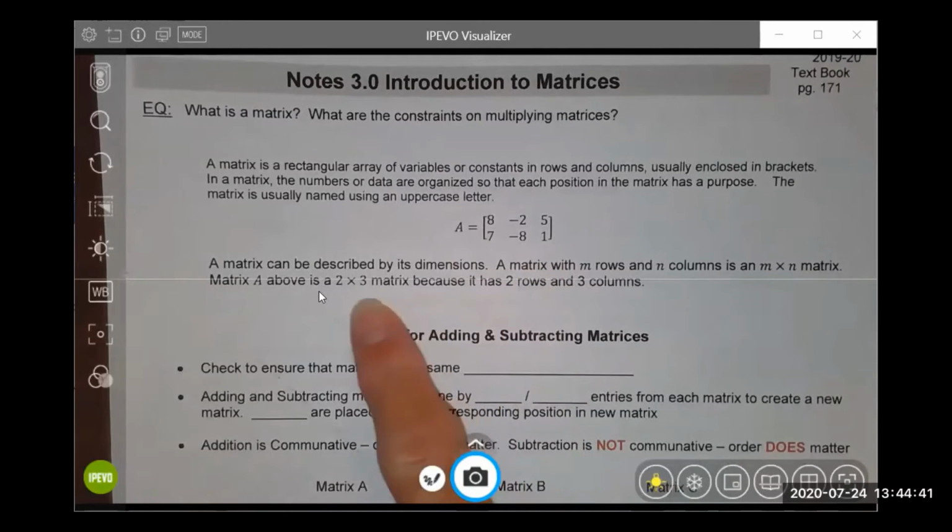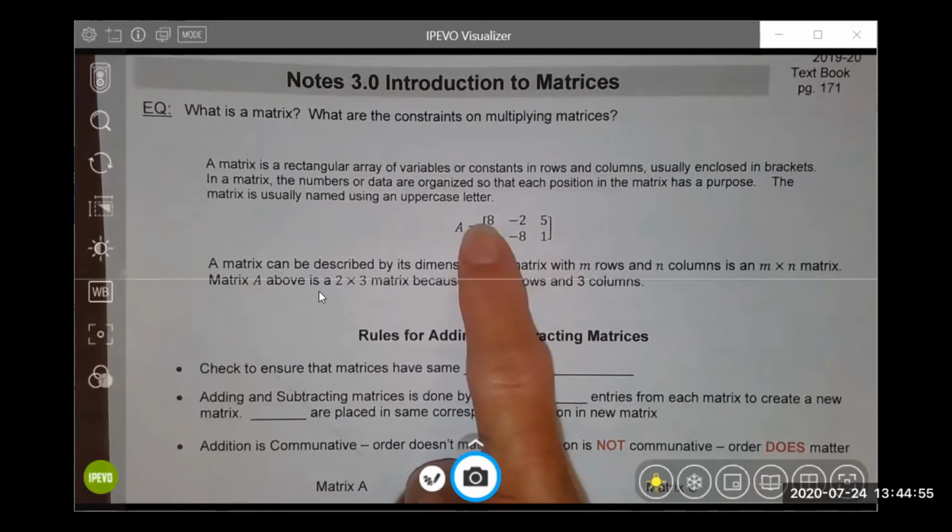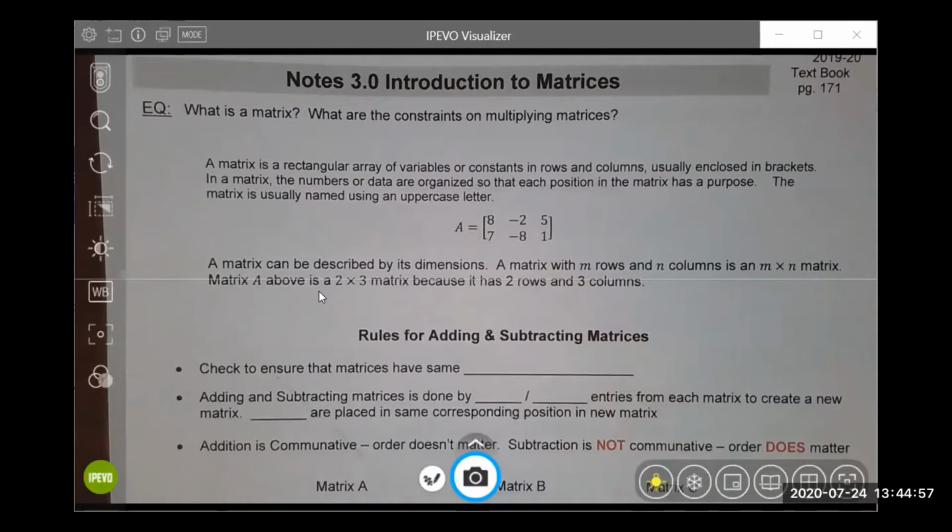So this is how we would talk about it. We would say matrix A above is a 2 by 3 matrix, the 2 representing rows and the 3 representing columns. Think of it this way: you always have to go to the correct row before you can get to your correct seat. So we always list the rows first.